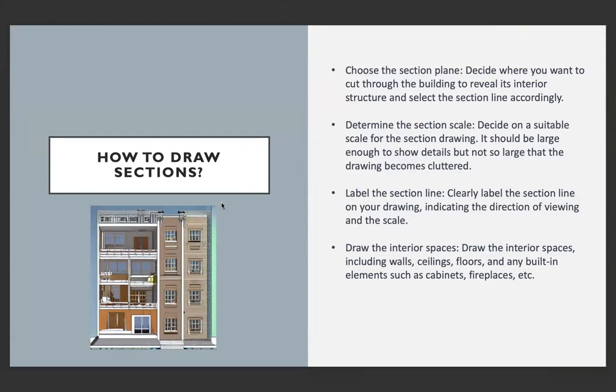Determine the section scale. Decide on a suitable scale for the section drawing. It should be large enough to show details, but not so large that the drawing becomes cluttered. Label the section line. Clearly label the section line on your drawing, indicating the direction of viewing and the scale. And draw the interior spaces, including walls, ceilings, floors, and any building elements such as cabinets and fireplaces.